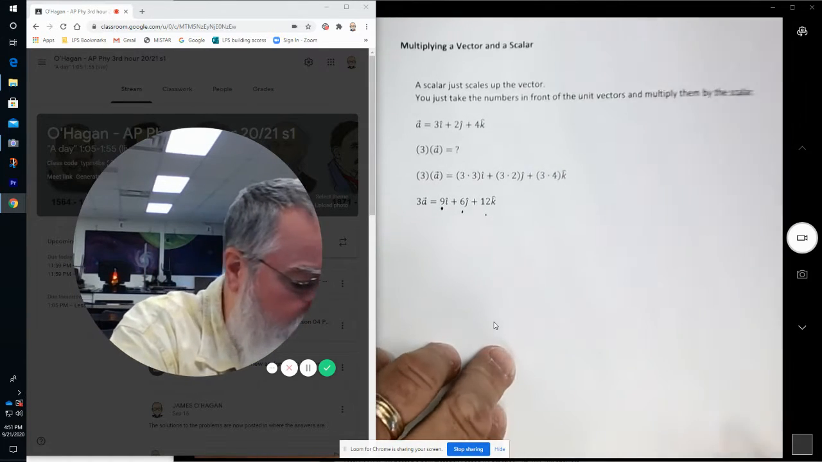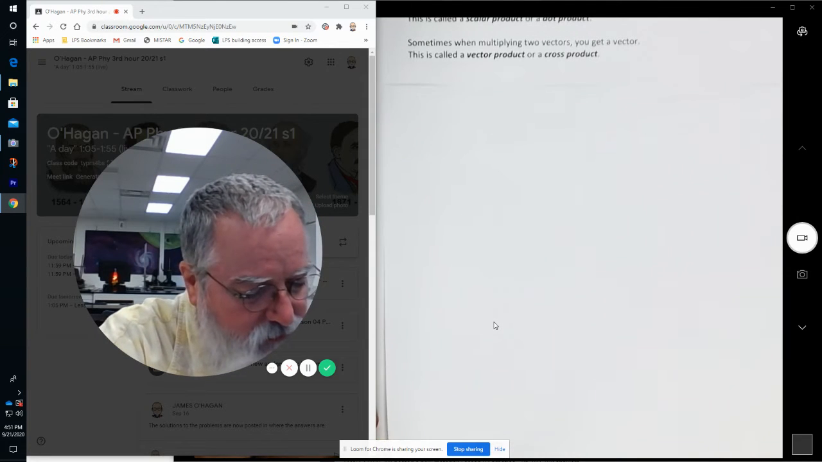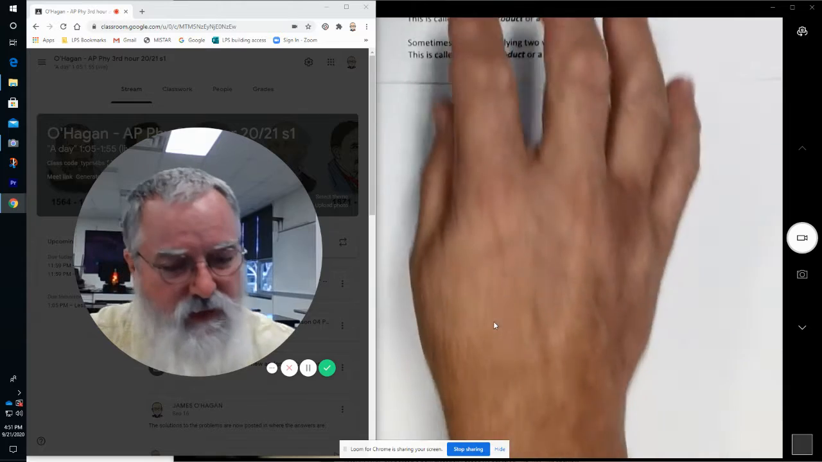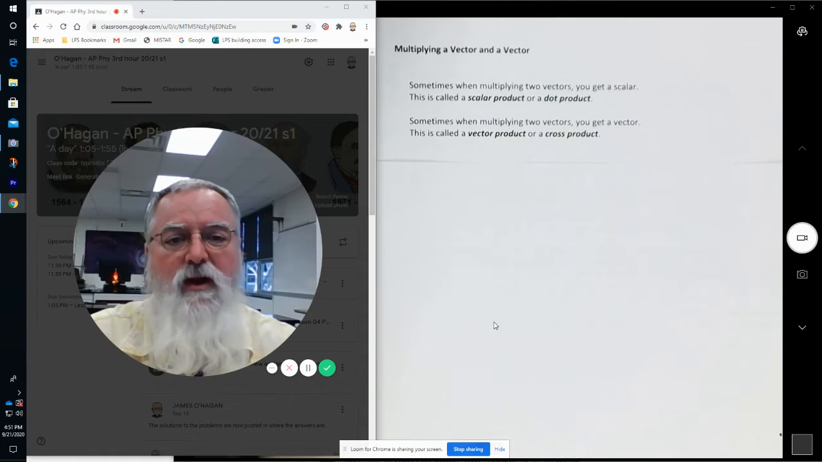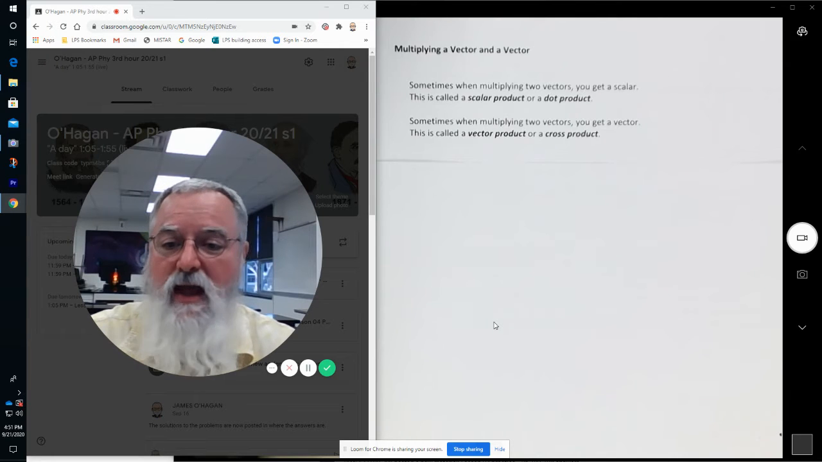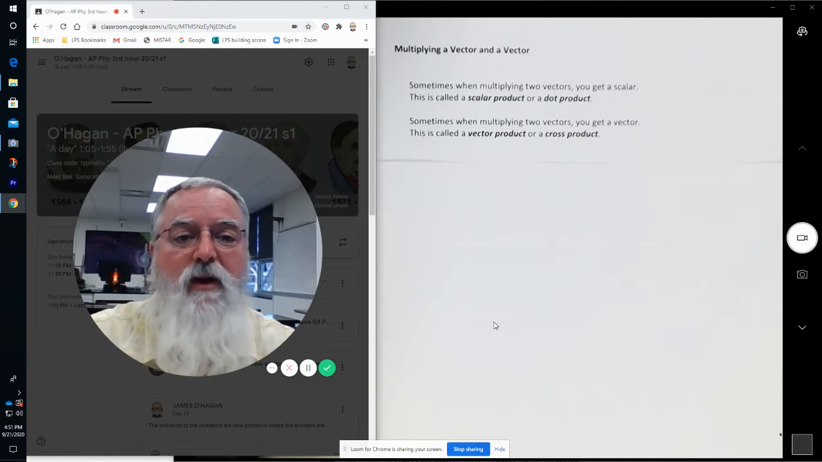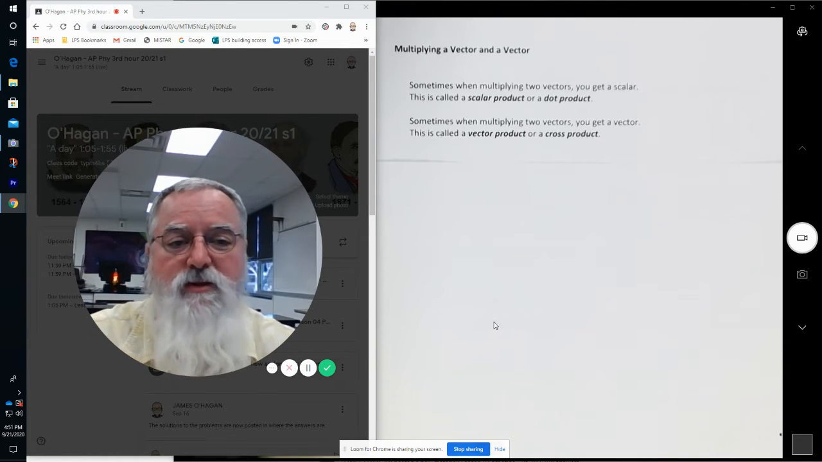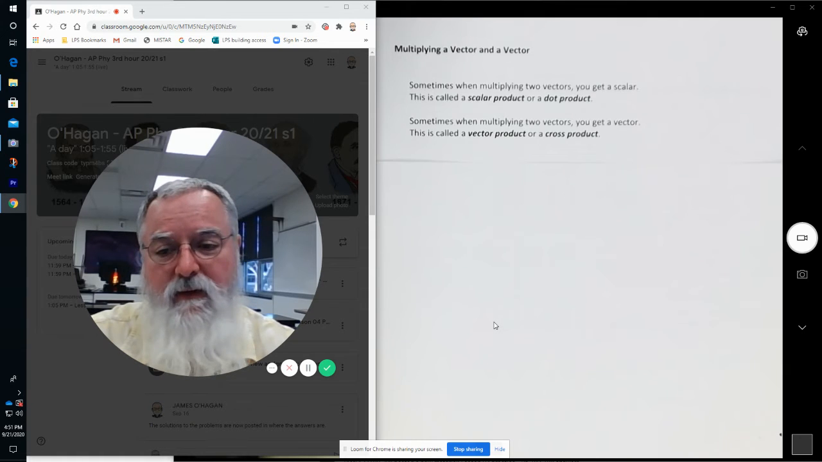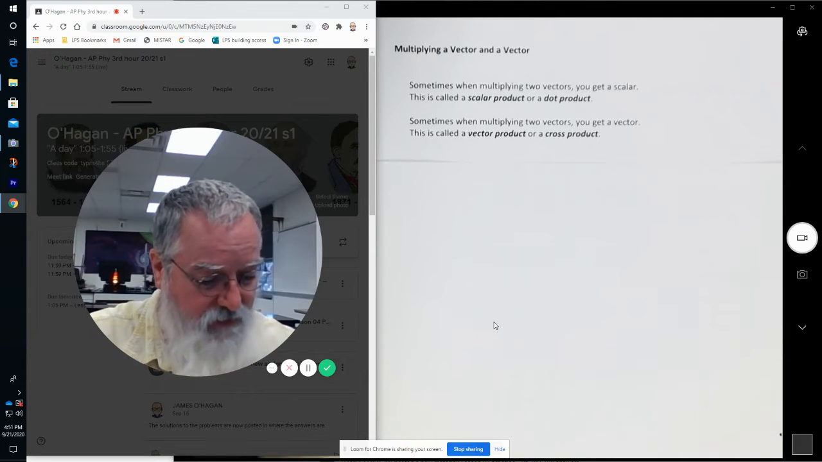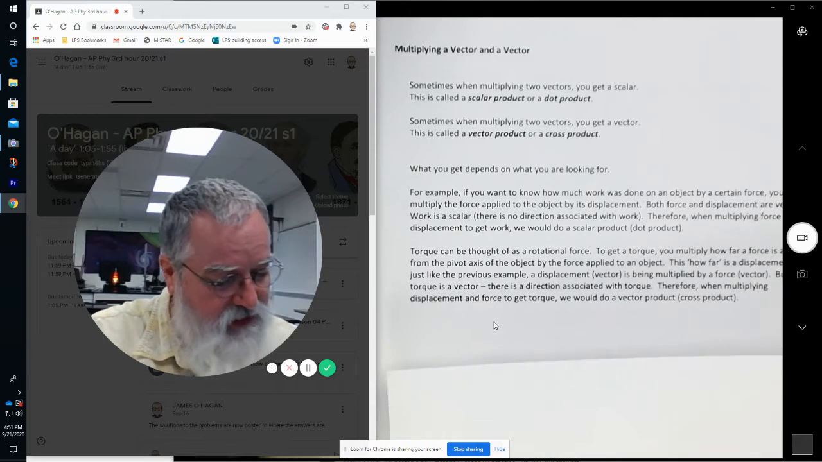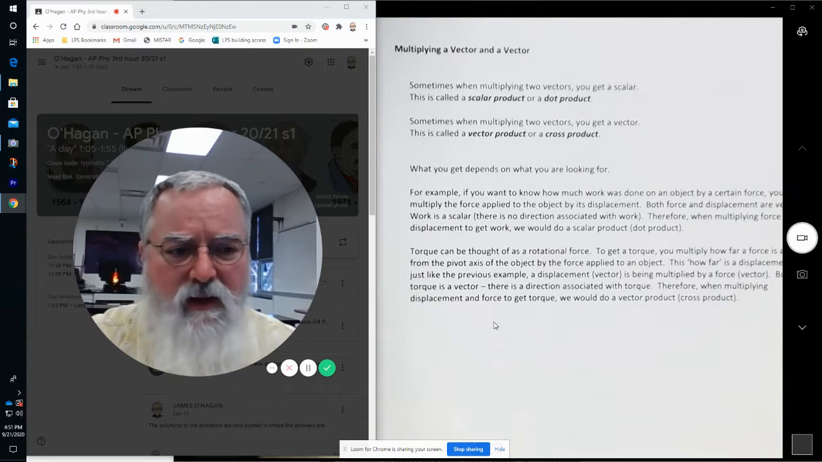Okay, so now let's do the next one. If you multiply a vector and another vector, things get kind of crazy. Sometimes when you multiply a vector and another vector, you get a scalar back. This is called finding the scalar product or the dot product. Other times when you multiply two vectors, you get a vector back, and that's called doing the vector product or a cross product. So now let me just show you a couple instances. And what you end up doing all depends upon what you're looking for.